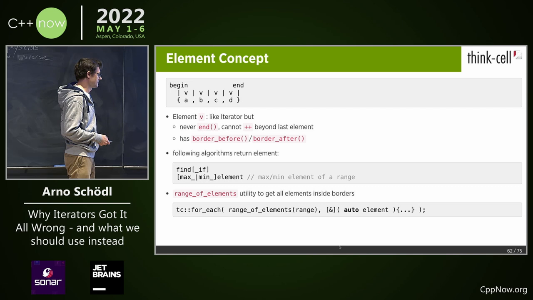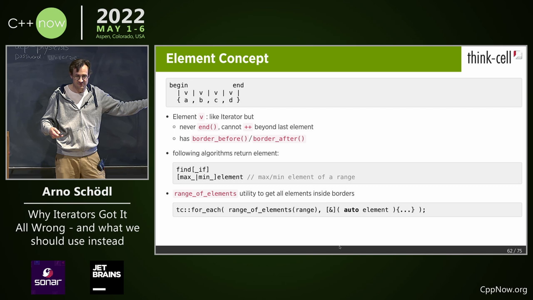Otherwise, you wouldn't write kinds of elements. Of course, you would get values. You would get the dereferenced ones if you run for each. So you need some sort of utility to do this.